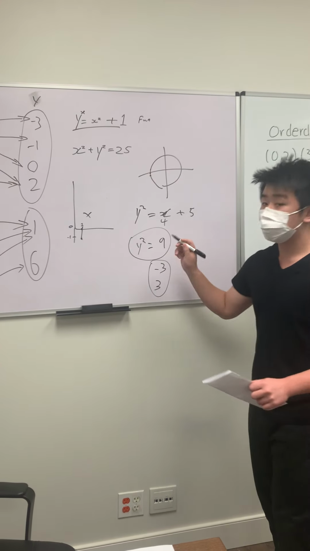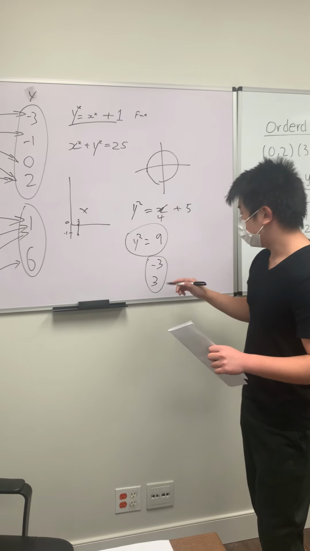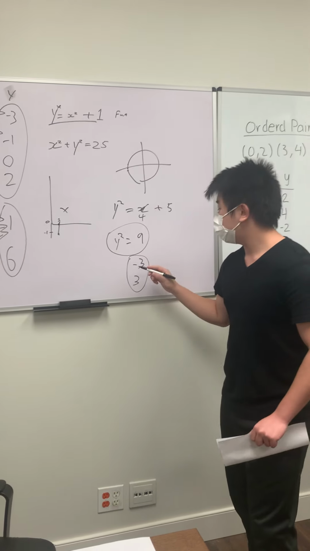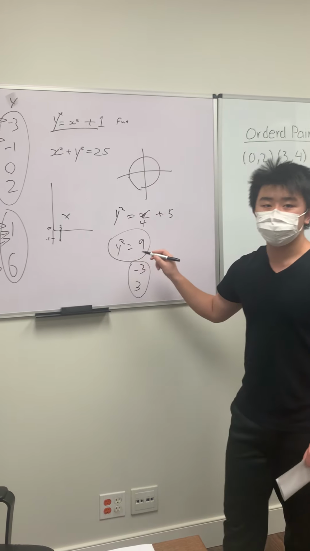Because in any relationship, y should only have one variable, one answer, in order to make it a function. Therefore, that's why y shouldn't be squared.